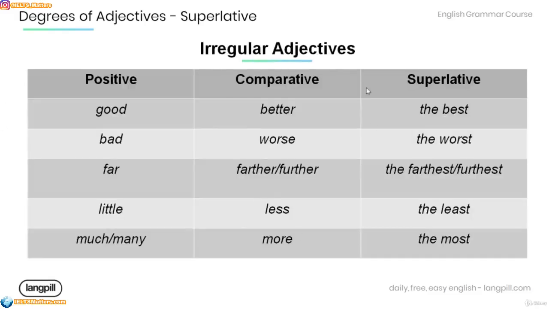Now let's have a look at the comparative and superlative form of irregular adjectives. Positive, good. Comparative form would be better. Superlative, the best. Bad. Comparative, worse. Superlative, the worst. Far. Comparative, farther, further. Superlative, the farthest, the furthest.